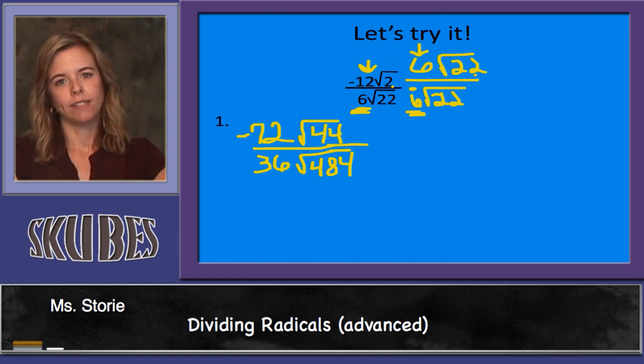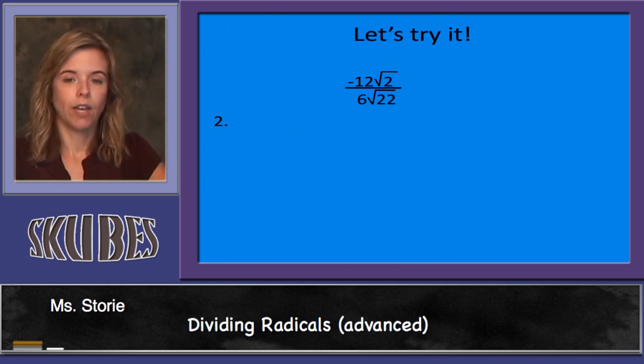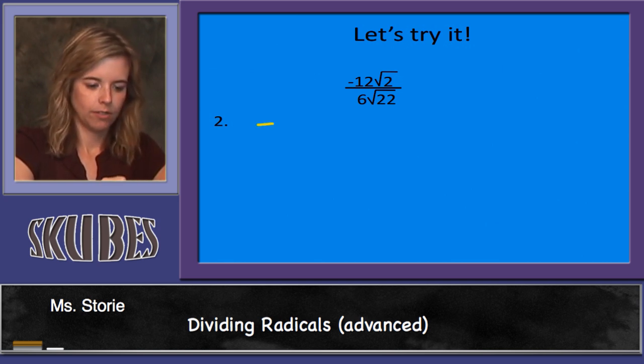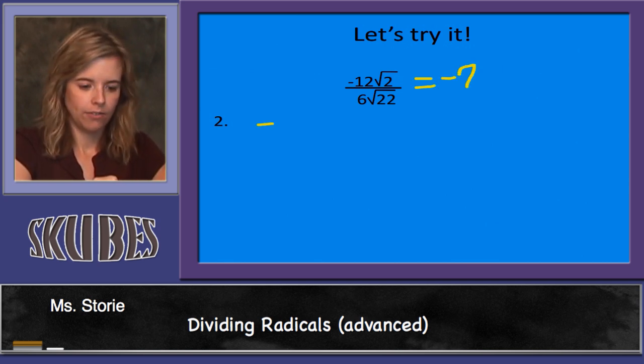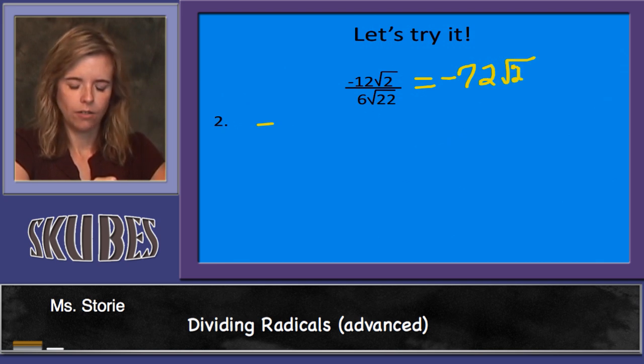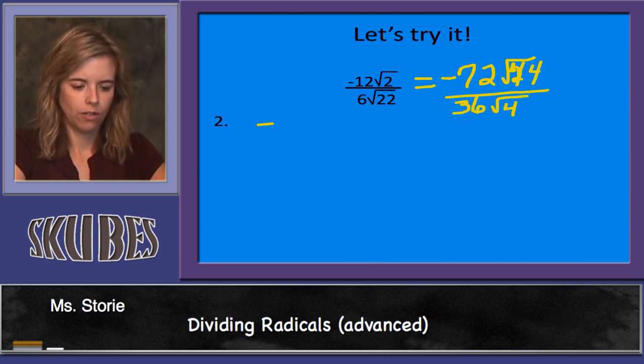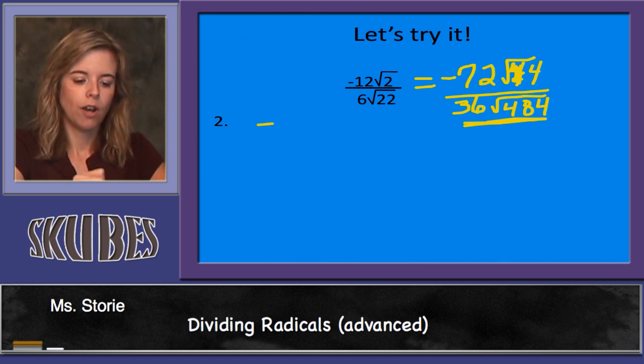Now we have to go ahead and simplify. So let's try that on step 2. We're going to take negative 72 radical 44, and it was divided by 36 radical 484. We're going to have to go ahead and simplify. In other words, this is not fully reduced.